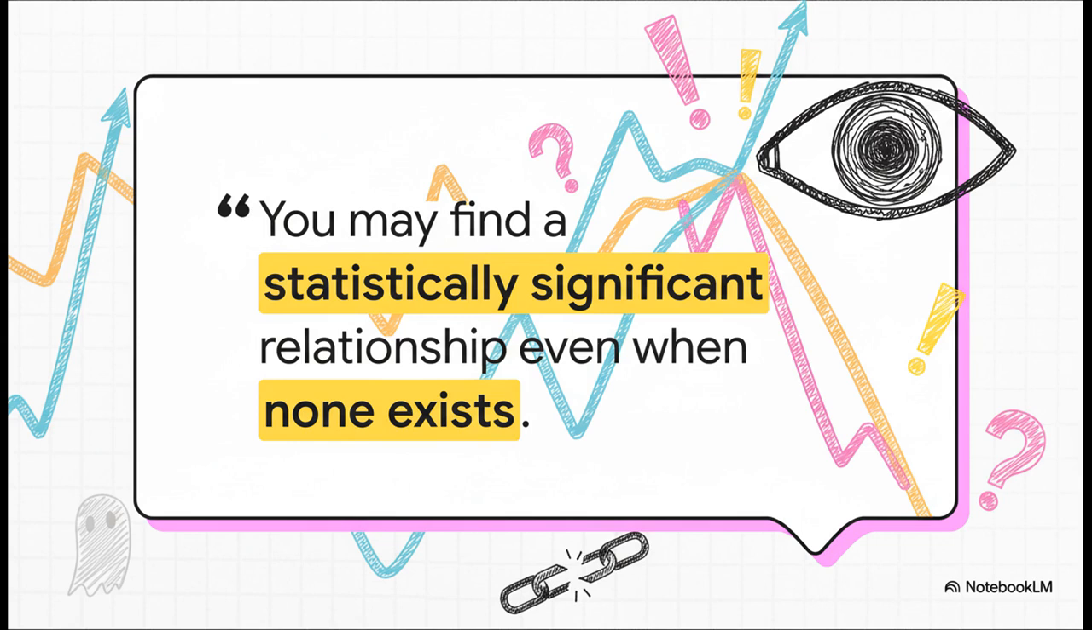And this quote, wow, it just gets right to the heart of the danger. You can find a statistically significant relationship even when none exists. Just think about that for a second. Two totally unrelated things, like the stock price of some tech company and the number of lawyers in California, can look powerfully connected just because they both happen to be drifting upwards over time. It's the ultimate statistical illusion.